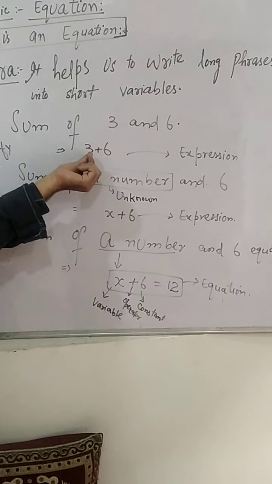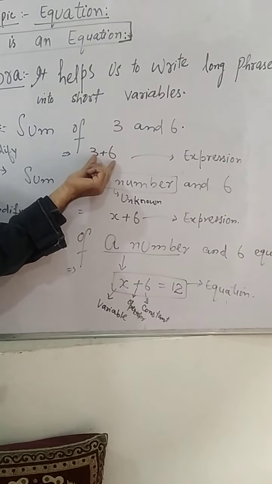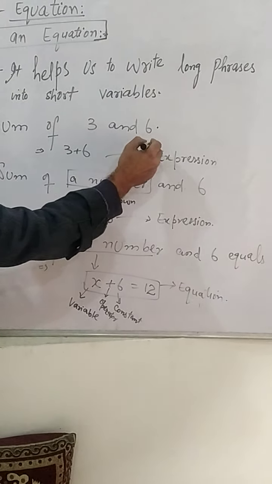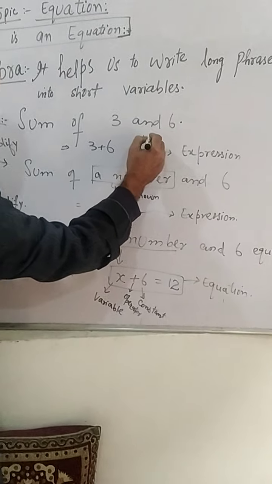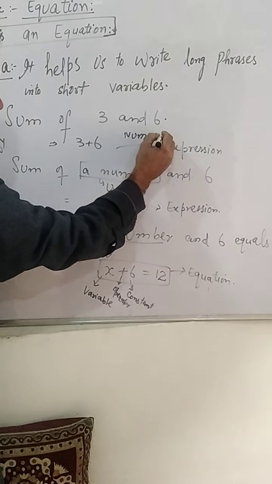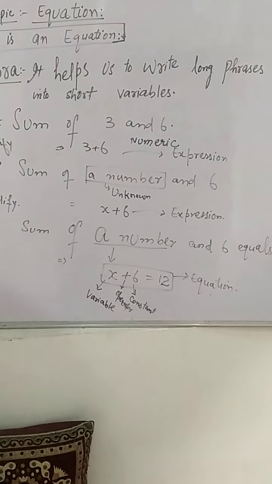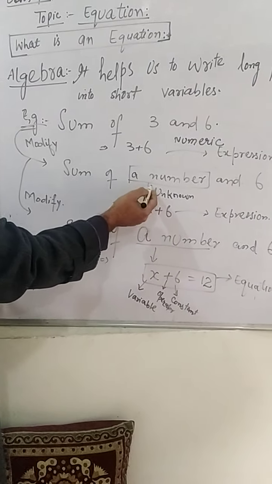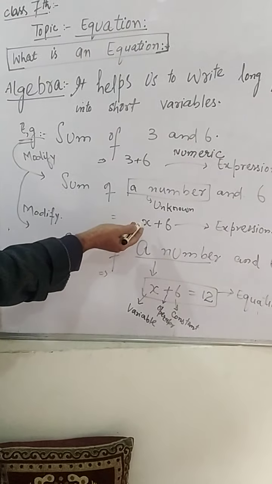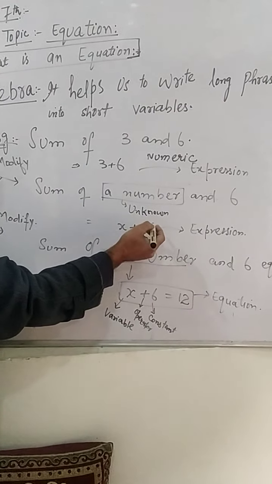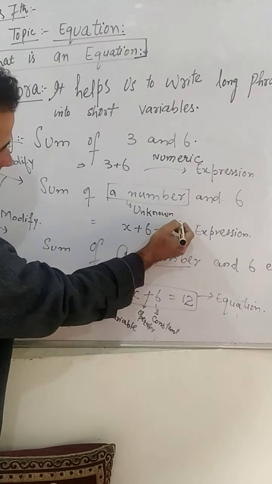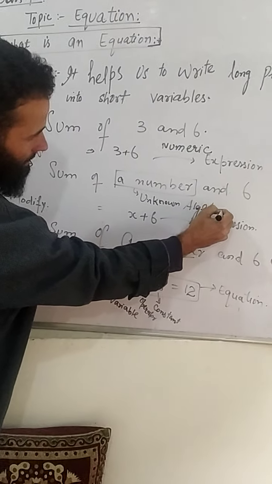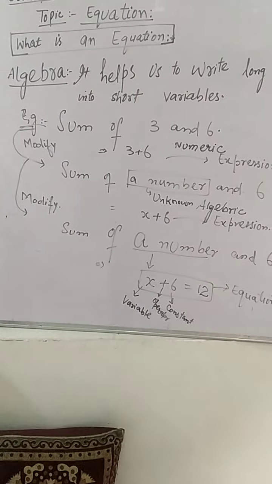Now this 3 plus 6, this is also called an expression, but यहाँ पे सिर्फ numbers use हैं, तो हम इसको कहते हैं numeric expression. This is numeric expression. And this, sum of a number and 6, here we have represented this unknown number by x, so we will call this expression as algebraic expression.